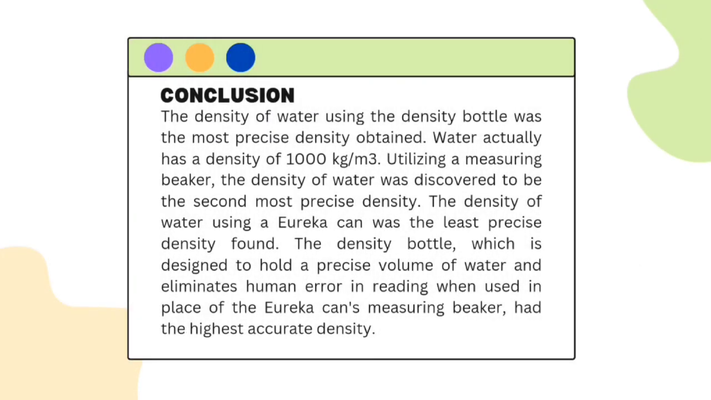The conclusion: water actually has a density of 1000 kg per meter cube. The most precise way to obtain the density is to start with the density bottle method, followed by the measuring cylinder, and last is the Eureka can method. The density bottle method gives a precise volume, which eliminates the human error.